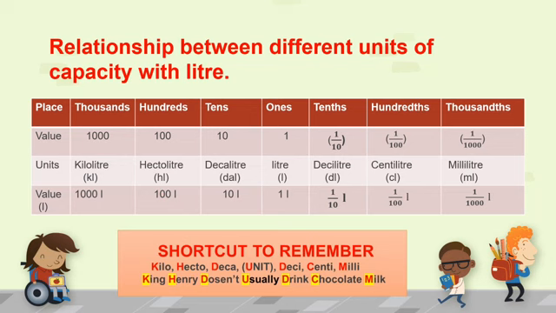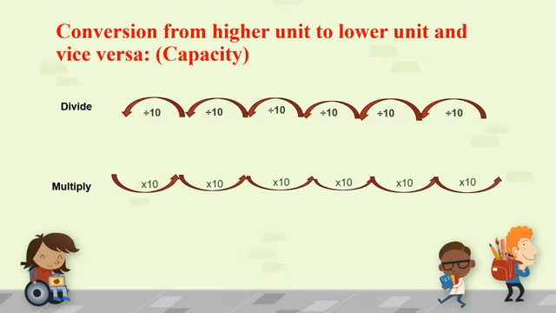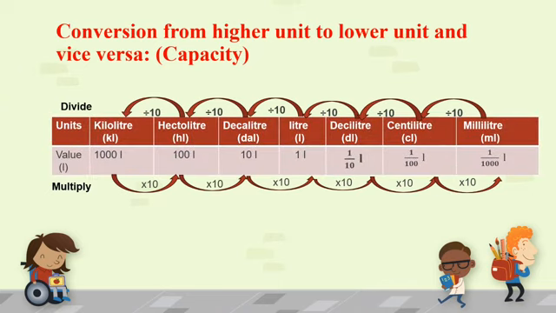Conversion from higher unit to lower unit and vice versa. Vice versa means opposite, lower units to higher units, and we are dealing with capacity. So here comes the table. How are we going to convert higher unit to lower unit and vice versa? We are going to understand that with the help of this table and the arrow marks. In the previous slide you saw the table, but there were no arrows going from right to left and left to right.